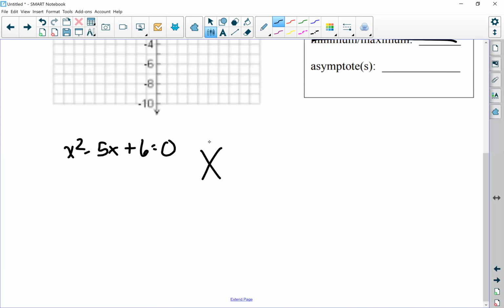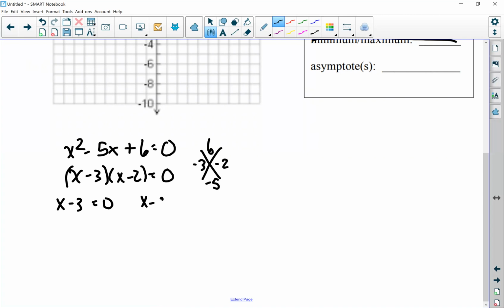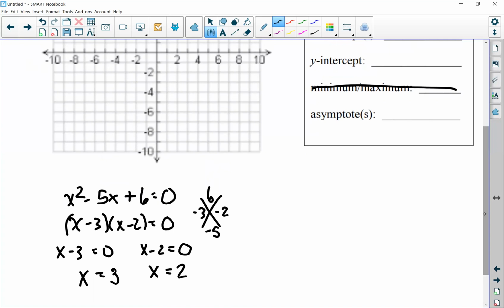So we need two numbers that multiply to 6 and add to -5. It'd be -3 and -2. Set each of those factors equal to 0. So if x was 3 or x was 2, our function would not be defined. Those are two asymptotes.